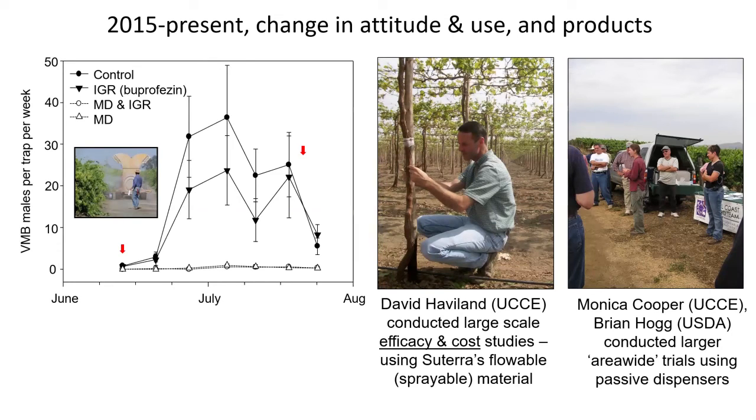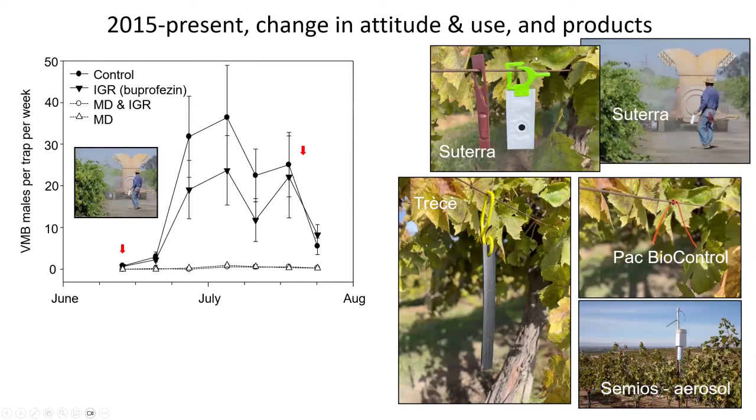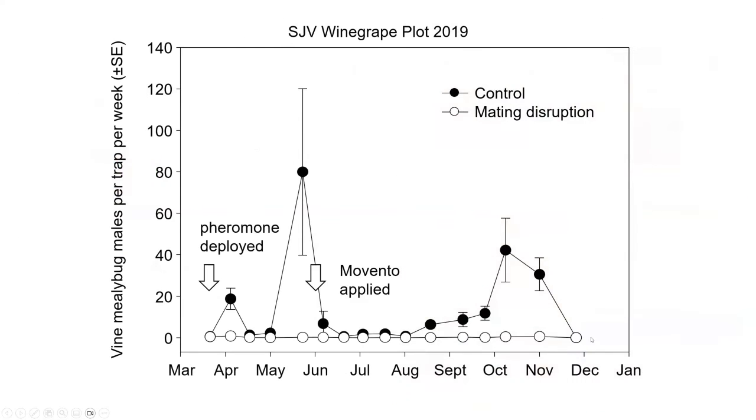Farm advisors David Haviland and Monica Cooper started working with this product and started really doing very good outreach. David really focused on the sprayable, Monica on the plastic or passive dispensers, which is why we saw more sprayable down south, more dispensers up north, most likely. But that really did change. Along with that, we started having not just Suterra products, but Trécé and Pacific Biocontrol and Semios as well. And so we now are seeing an increase in mating disruption use.